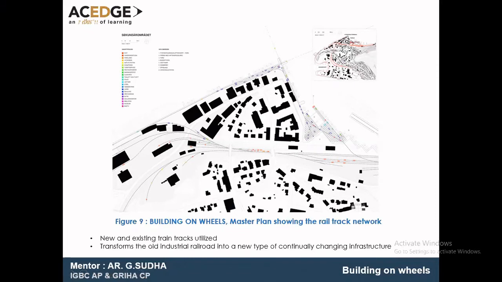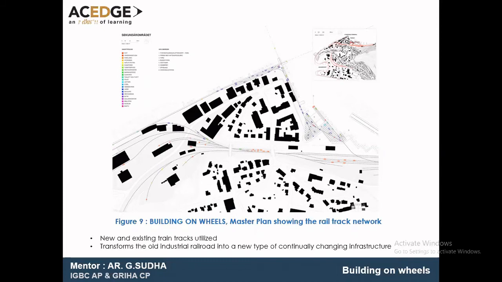So this design, which uses the new and existing train tracks, creates a diverse system where the buildings will be rolling through the city on rails. And this mobility will provide an opportunity for the people to reorganize their programmatic requirements based on the urban space that is available to them.